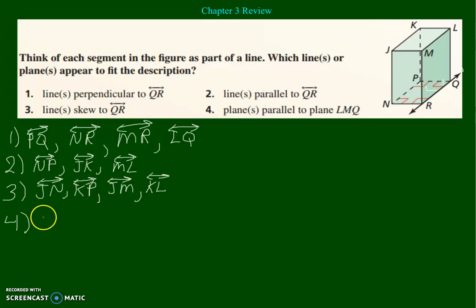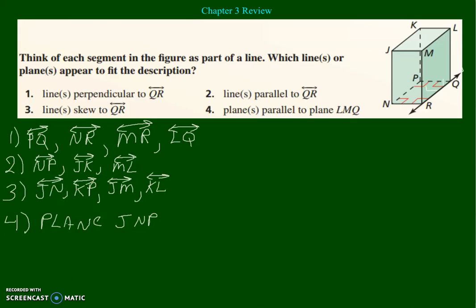So we have plane, now we're going to use J and P for the sake of discussion. J and P. We could have said JKP, we could have said PNJ, we could have said JPN. Any 3 non-collinear points names that plane.